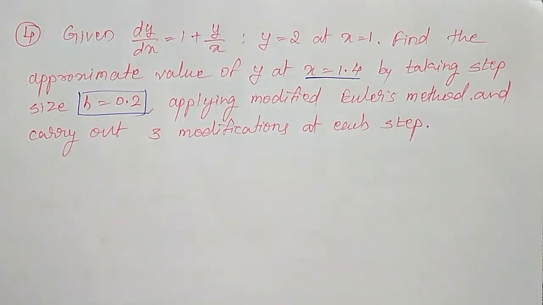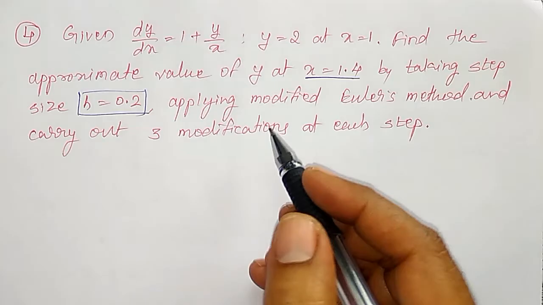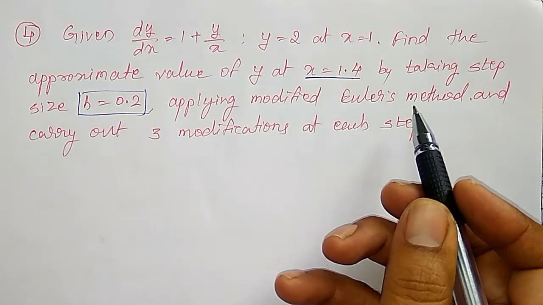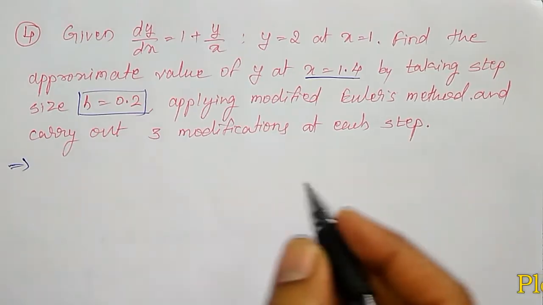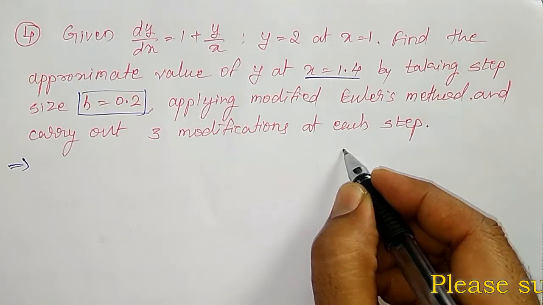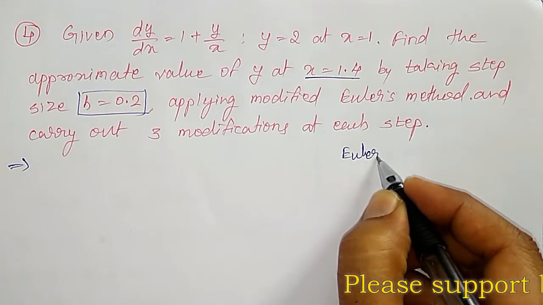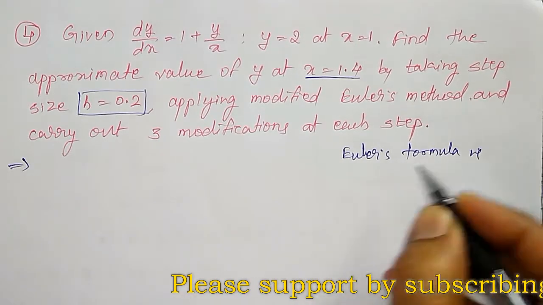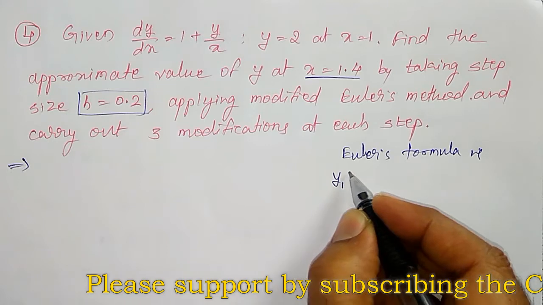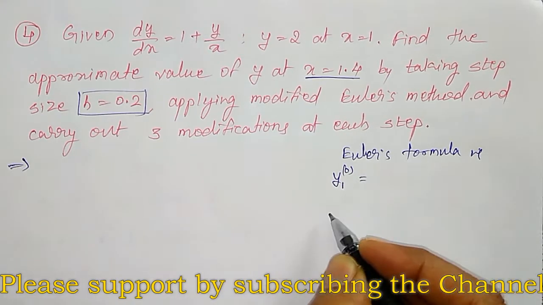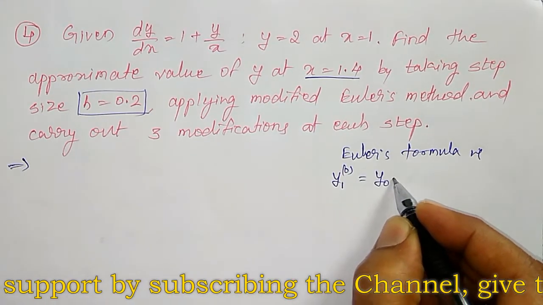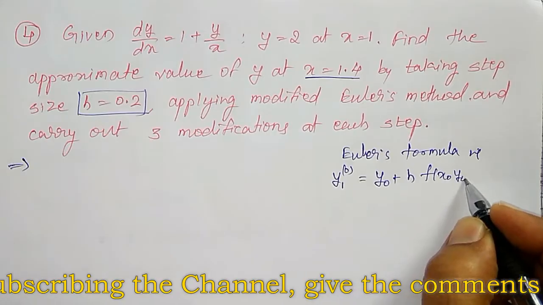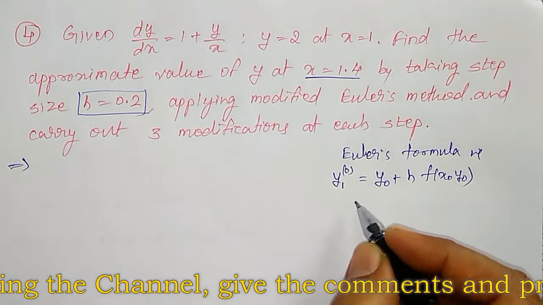Here, what are the things given? First of all, let me give the formula for modified Euler's method. Before applying modified Euler's formula, I have to apply Euler's formula first. My Euler's formula is y1 zeroth approximation is equal to y0 plus h into f of x0, y0. This is Euler's formula.